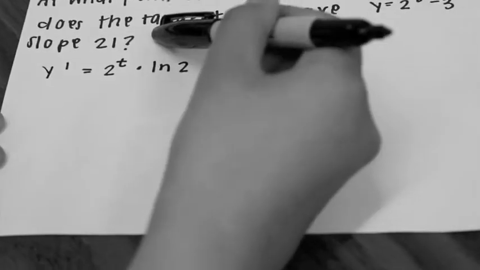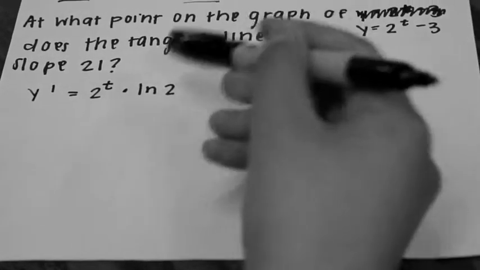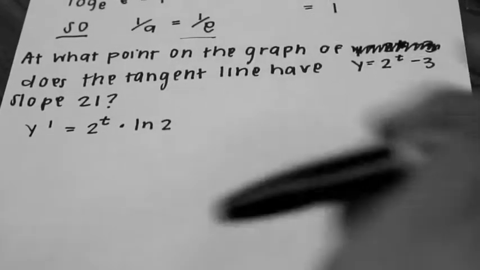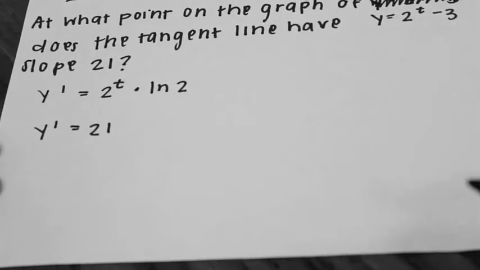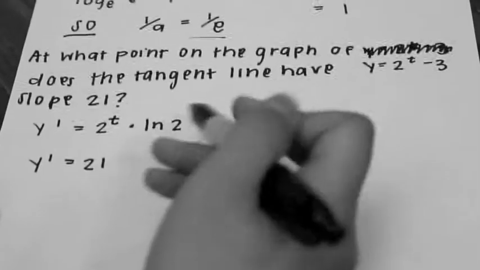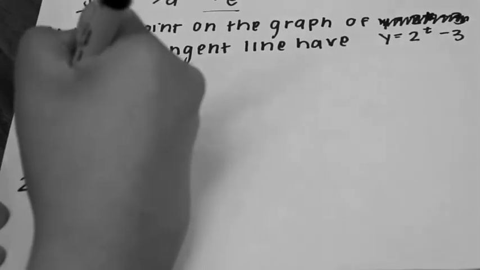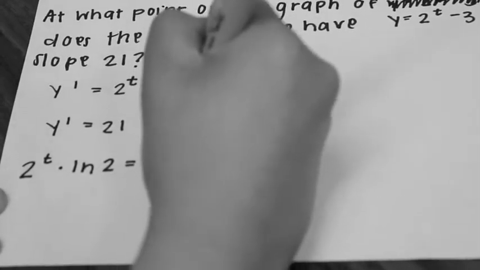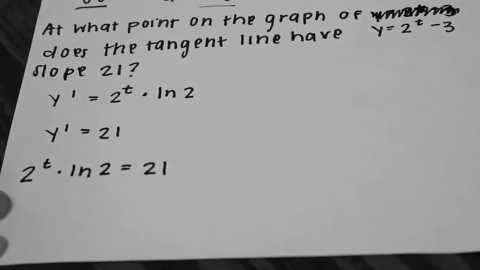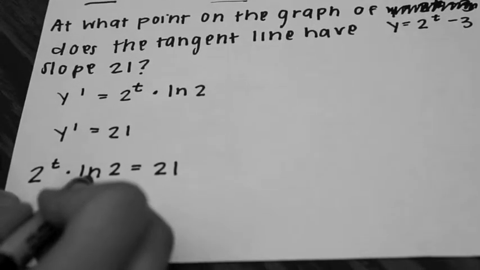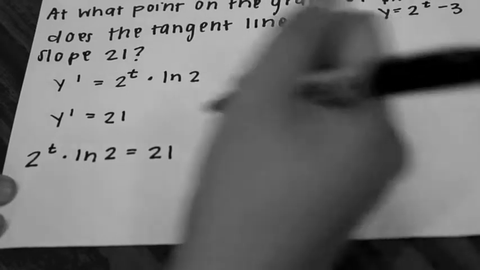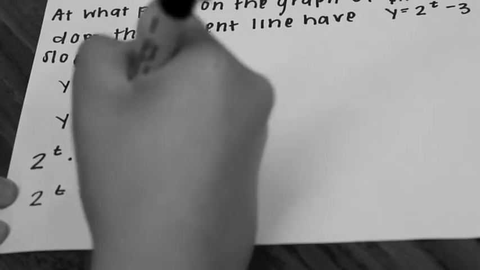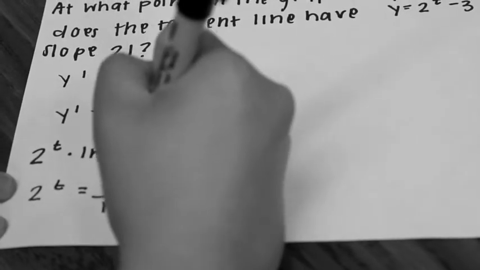So to find a slope value, you'd have to plug into the derivative to get that. So you know that y prime is equal to 21. So you can set these two equal to each other. 2^t times ln of 2 is equal to 21. Next, you can divide out the ln 2 to the other side. So you have 2^t is equal to 21 over ln 2.